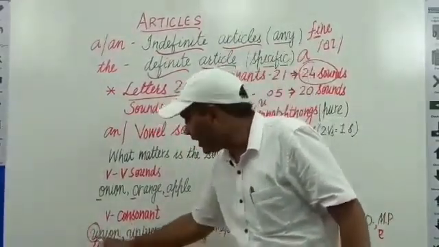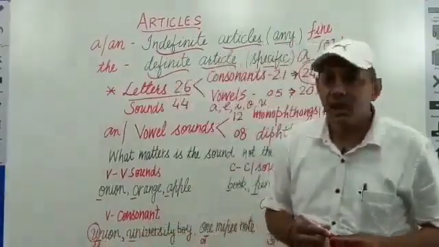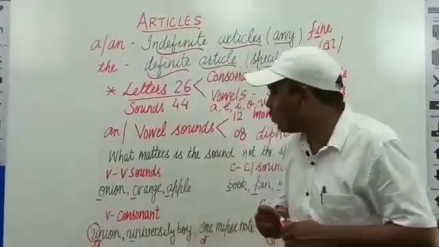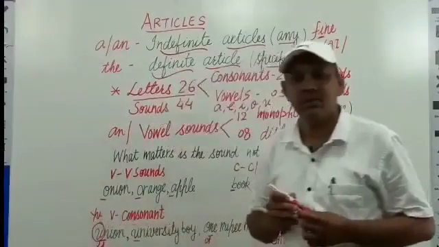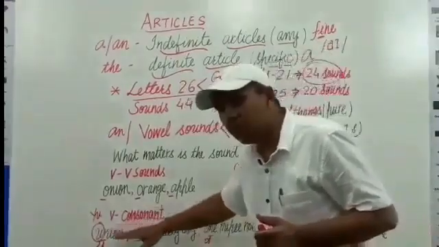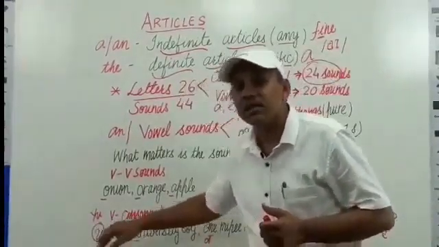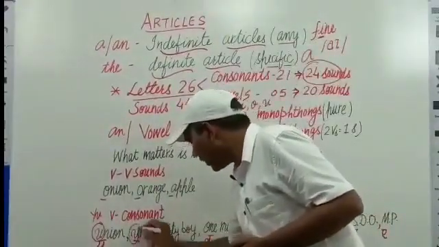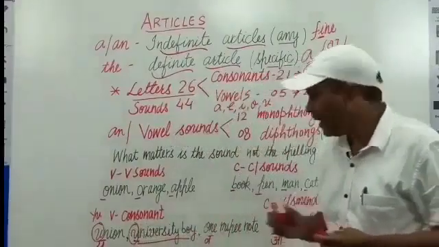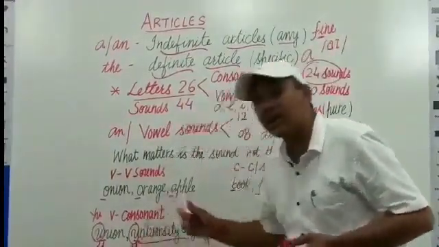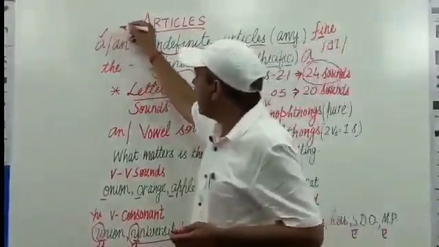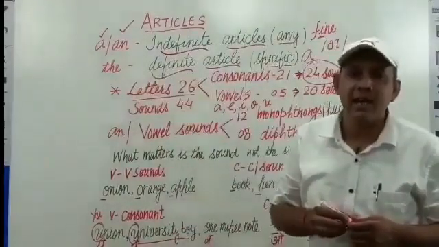The word union starts with the letter U, which is a vowel. But when we pronounce this word, we say union. The initial sound is ya, like this, U. That's why we can't use AN before this word. Next is university boy. This U in the word university produces a ya sound, and ya is a consonant. Before consonant sounds we use A, and before vowel sounds we use AN.